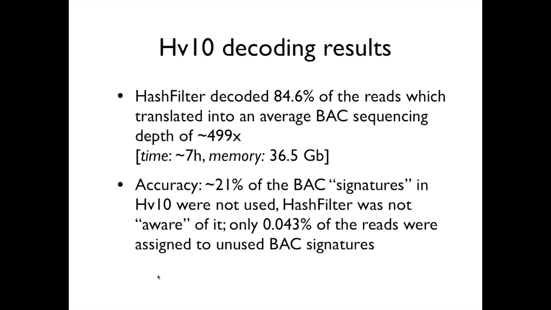Given this approach on HV10, we were able to decode about 85% of the reads, which ended up translating into about, again, 500x coverage. Just to give you an idea about the computational resources needed to do this job, we're talking about 7 hours on an average server, which has a significant amount of RAM on it. We used about 36 gigabytes of RAM to do the deconvolution in this case. So it's something that you cannot do on a regular PC, but you need access to a multi-core server with a significant amount of RAM.